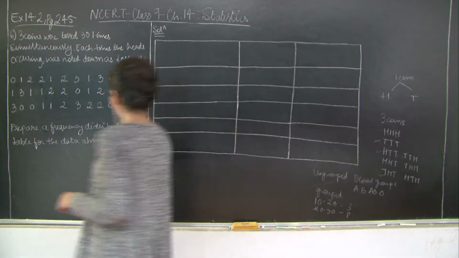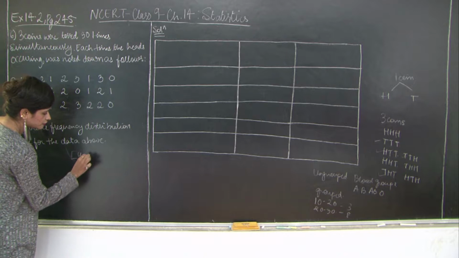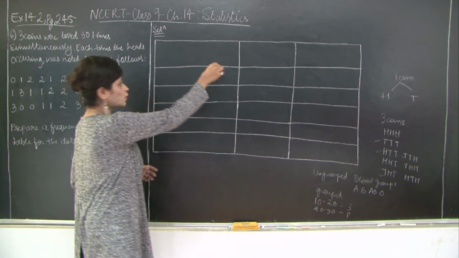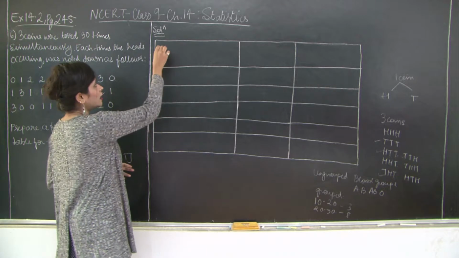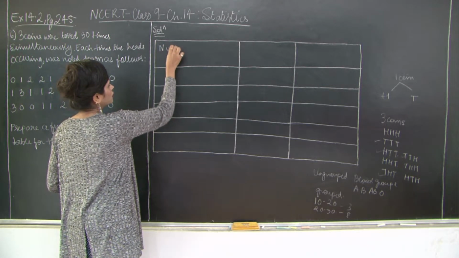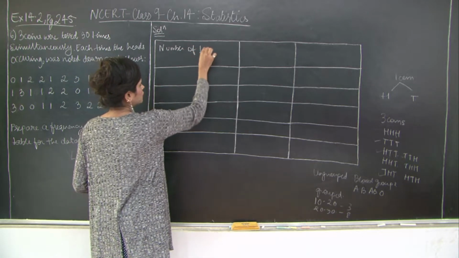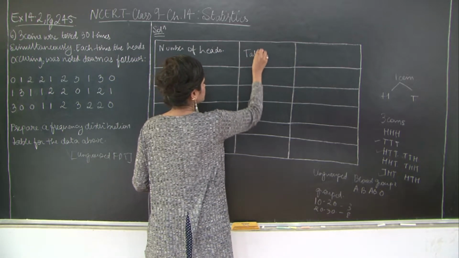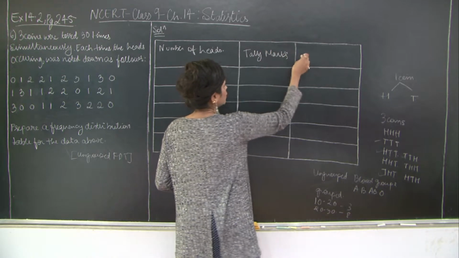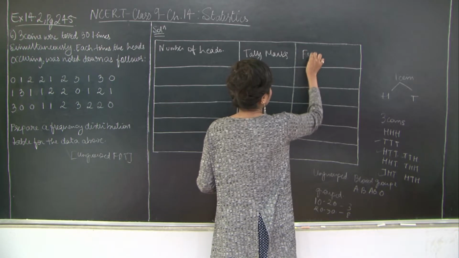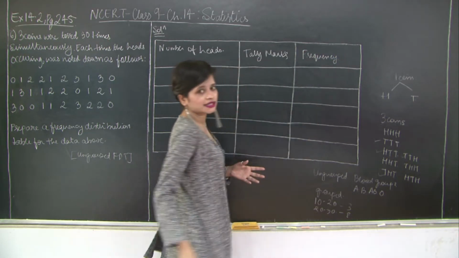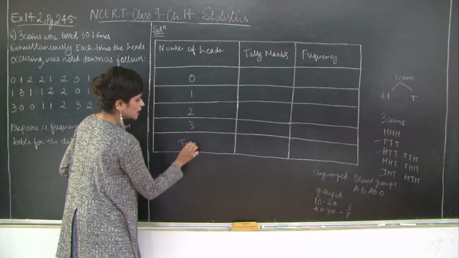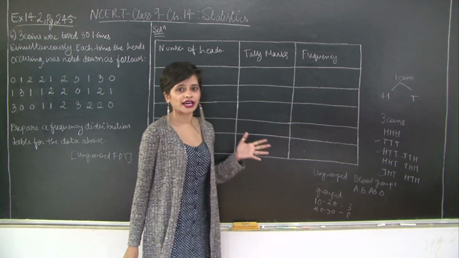So please take a note of this. I'm just writing here ungrouped frequency distribution table. Okay. So here we need the headings. What is the heading going to be? The number of heads, then tally marks, and the frequency of the number of times that the heads appeared. So obviously the number of heads was either 0, 1, 2, 3, and finally we will write down the total. The total will be listed here and it should be equal to 30 because we have 30 such observations.